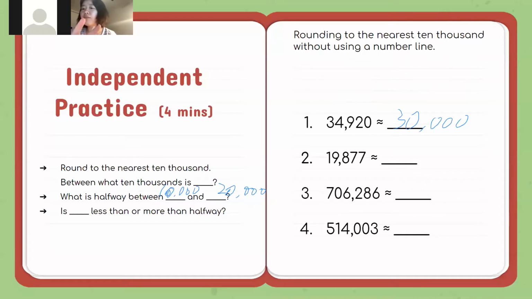And what is the halfway between 10,000 and 20,000? It is 15,000. And is 19,877 less than or more than this halfway point? The answer is more than. And since a number that is more than the midpoint, we will round this number up. So the answer for this one is 20,000.